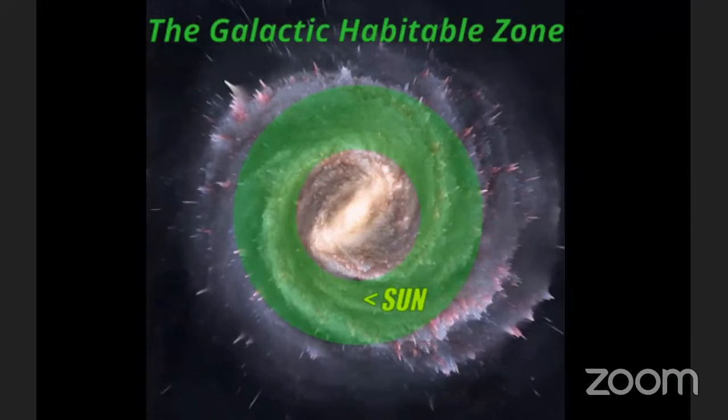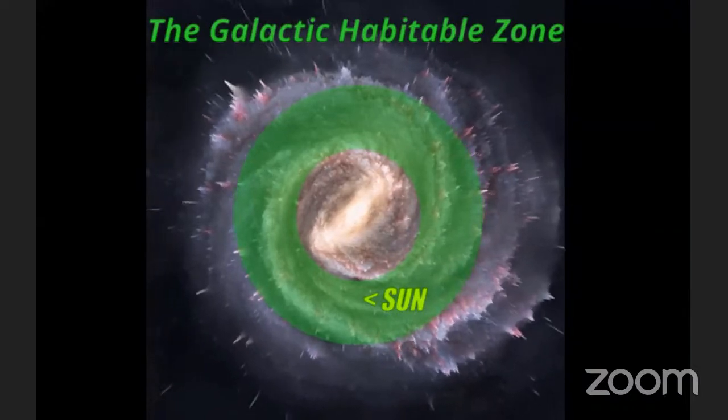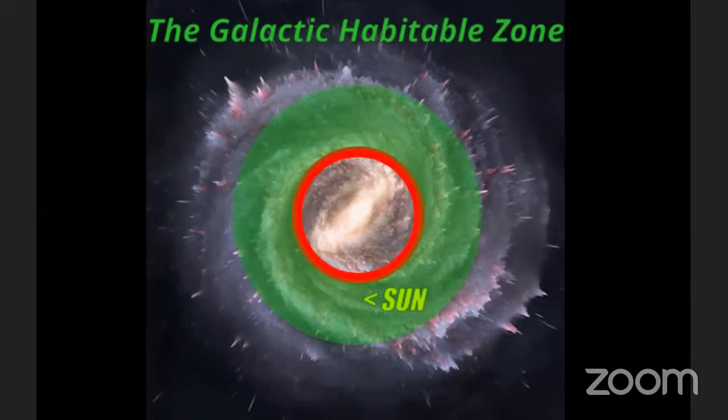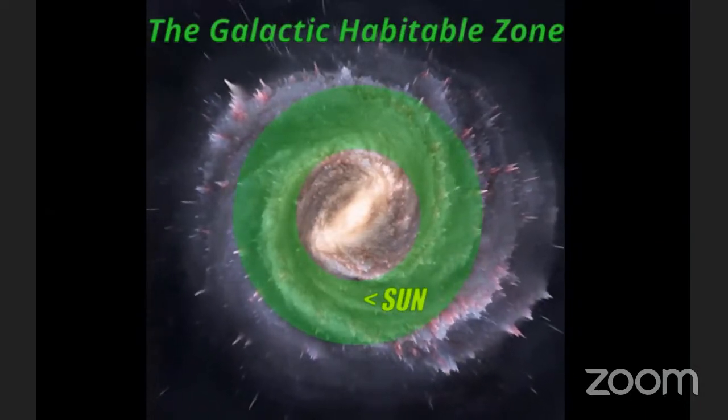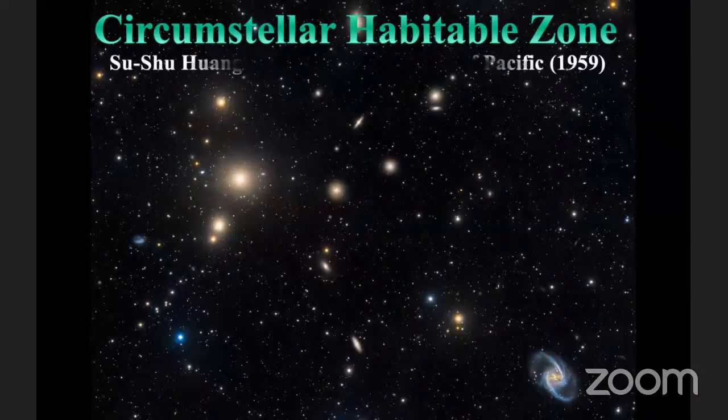So by using their very advanced telescopes, they will detect our star, the sun, and they will find all the 8 planets orbiting around the sun. And around the sun, they will find a region where life could exist. And what is that region? That region is called the circumstellar habitable zone.